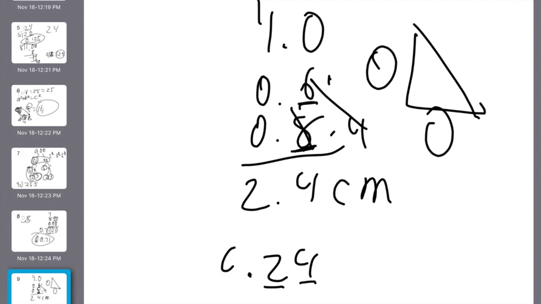So it's not the same answer, guys. One is 2 4/10, the other one is 24 hundredths. I wrote down centimeters. Sorry, it's just meters. I'll get rid of that stuff. So this area would be meters squared.